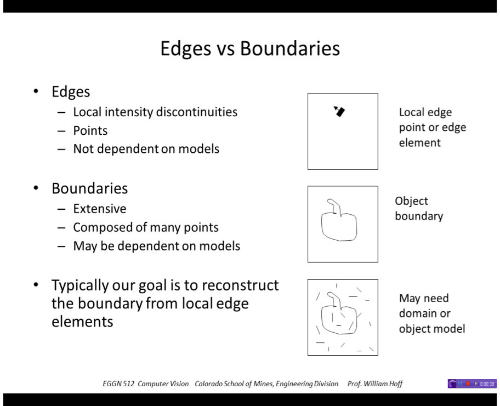So in object recognition, typically as a preliminary step, we want to reconstruct the boundary from local edge elements. And this may be difficult because, as you can see here, there may be a lot of edge points in the image which don't belong to the object of interest. So you may need a domain or object model to find which points belong to the curve you're interested in.